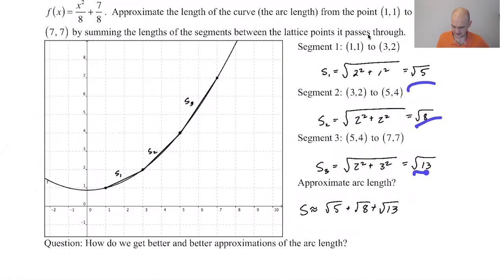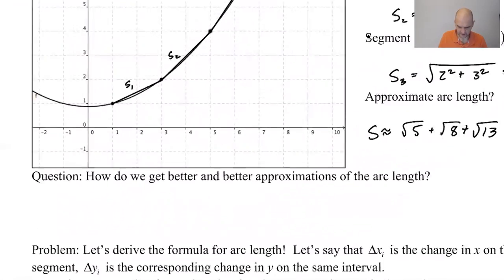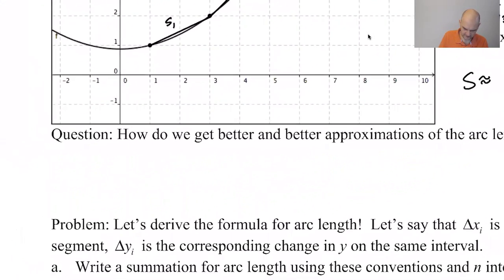So we get this. That's our approximation. But then, as with everything in calculus, how do you get a better approximation? Use more divisions. Use more partitions, let's say, instead of divisions.